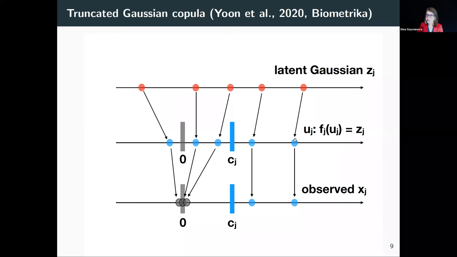And then what we add to that is the truncation step. In other words, we assume that at the middle level, there is some threshold Cj such that everything that is below that threshold is observed as zero, and everything that is above that threshold is observed as is. So our observed zero inflated data, which is a combination of zeros and, in this case, positive measurements, which fits all of the applications that we have considered, we assume that this observed data has resulted from this two-step process: Gaussian step, copula step, and then truncation step.